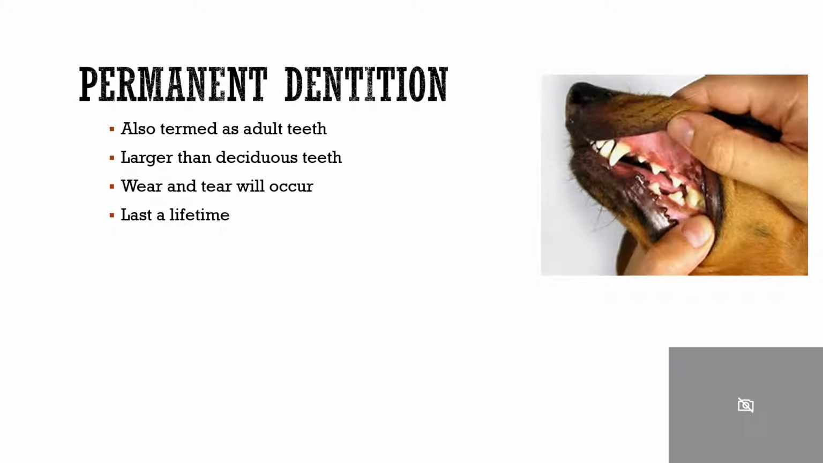The permanent dentition. These are also termed as adult teeth. They're larger than the deciduous teeth. Wear and tear will occur and they should last the lifetime of the animal. However, owners will need to care for teeth appropriately, so it is vitally important to encourage toothbrushing from a very early age to encourage the teeth to be kept clean, removing residues and food debris to reduce the buildup of plaque and tartar.